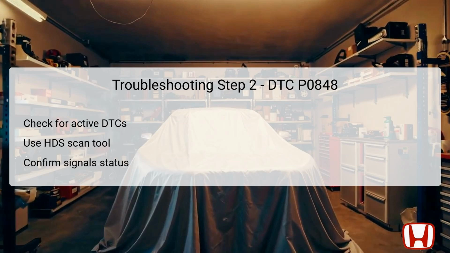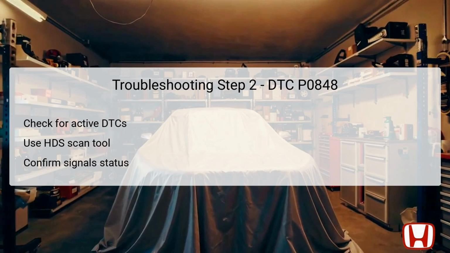The second troubleshooting step involves checking for any active diagnostic trouble codes, DTCs, that may be present besides P0848. It is essential to use the Honda Diagnostics System, abbreviated as HDS, to perform this task accurately. The HDS tool enables technicians to retrieve not only the P0848 code, but also any other potential codes that might be set, allowing for a comprehensive diagnosis of the transmission system.